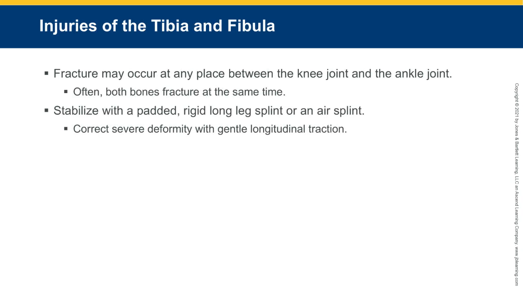Fractures of the tibia and fibula can occur anywhere between the knee and the ankle, often affecting both bones simultaneously. These fractures can lead to severe deformity and instability. Stabilize the leg using a padded long leg splint or an air splint, and apply gentle traction if necessary to correct gross misalignment.